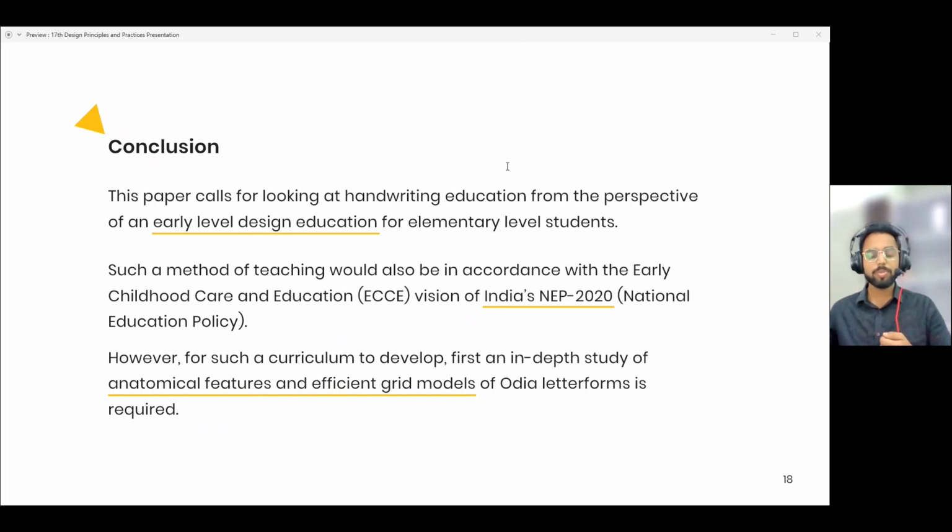Such a method of teaching would also be in accordance with the early childhood care and education vision of India's NEP, National Education Policy 2020, one of whose goals is to develop communication and comprehension of early language and literacy. However, for such a curriculum to develop, first an in-depth study of anatomical features and efficient grid models of Odia letter forms is required. A detailed understanding of the morphological formation of Odia letter forms could help in creating a standardized knowledge of their various features and parts, as well as their writing processes.